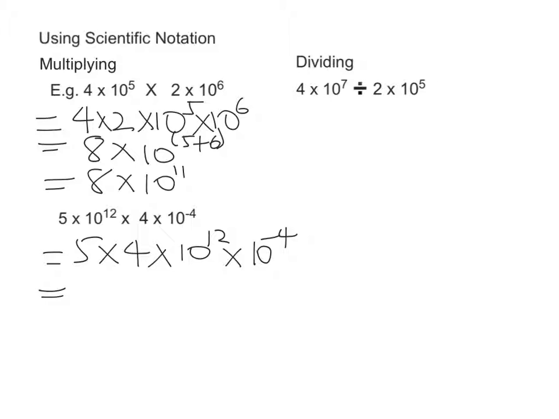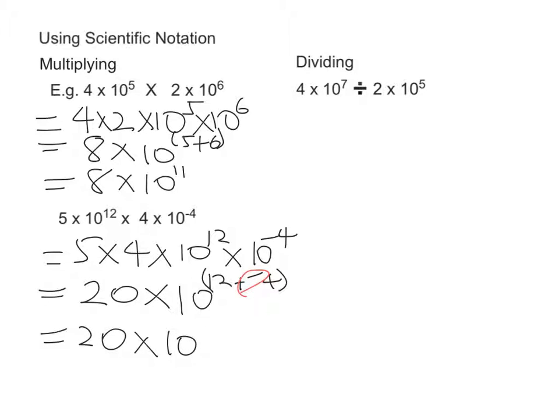5 times 4 is 20. Let's add the powers because we're multiplying the numbers. So I've got 10 to the 12 plus -4. Now when you add a negative, that's the same as subtracting. So that's the same as 20 by 10 to the 12 minus 4, which is 8. So 20 by 10 to the power 8.